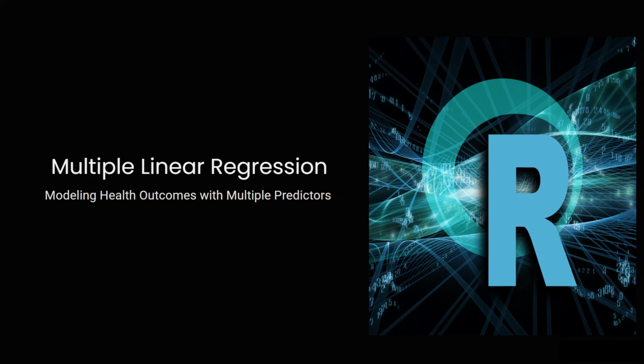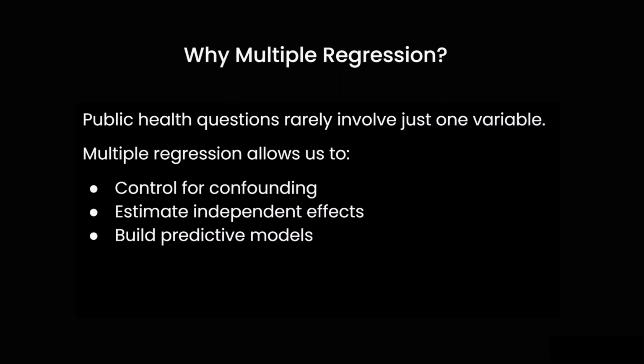In the previous video, we introduced measures of association such as risk ratios and odds ratios. However, in real-world public health research, health outcomes are rarely influenced by just one factor. For example, blood pressure may be influenced by BMI, age, smoking status, physical activity, and many other variables. To analyze these relationships simultaneously, we use multiple linear regression.